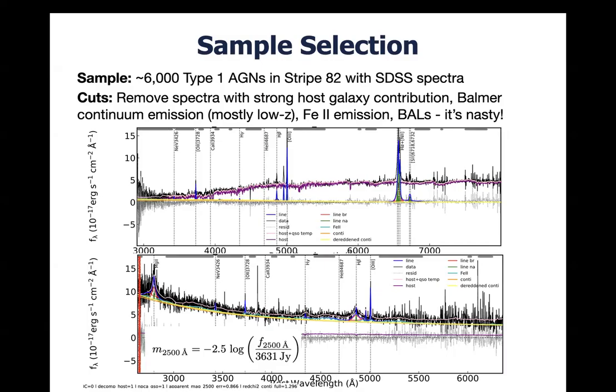But we tried to come up with a clean sample, like the bottom example where you have just a power law continuum, where we think we're seeing into the accretion disk. So this is what we mean by type 1 AGN.